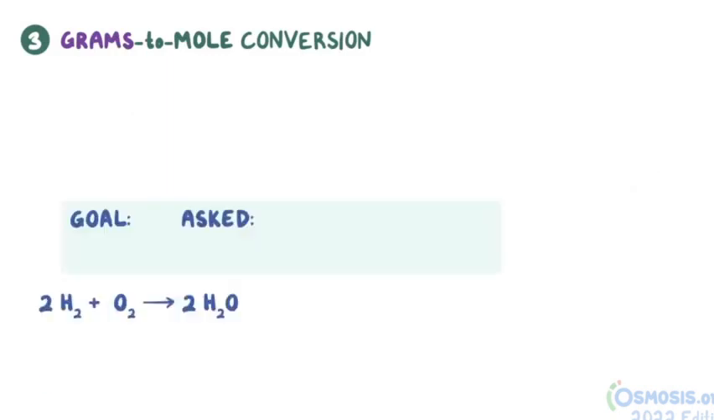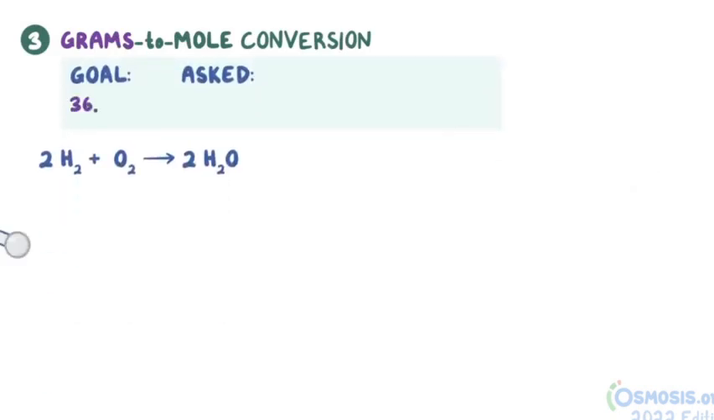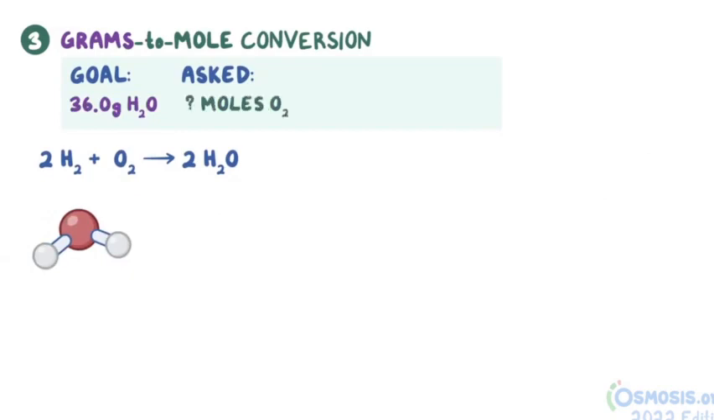The third type of stoichiometry problem is a grams to mole conversion. Suppose that we have a goal of producing 36 grams of water. The question is, how many moles of oxygen do we need to accomplish this? Our first step is to convert everything into moles.